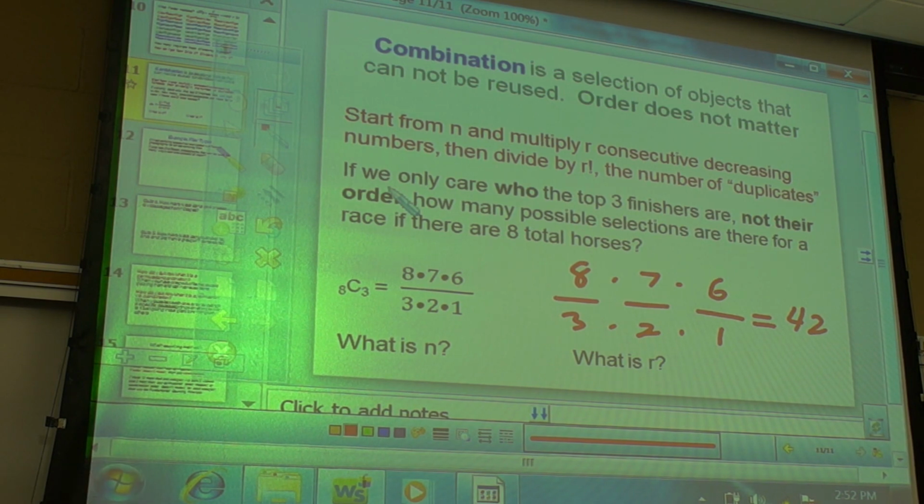So here, I picked 3 horses. I picked, I don't know, Scarlet Fever, and I pick Roman Candle, and I pick Jonas's Holiday. These 3 horses. And I don't care what order they come in. They can come in, I don't care, as long as those are the 3 horses that come in first, second, and third, it doesn't matter what order they come in. Then order doesn't matter. If I pick 3 students to be chaperones on a trip, order doesn't matter.